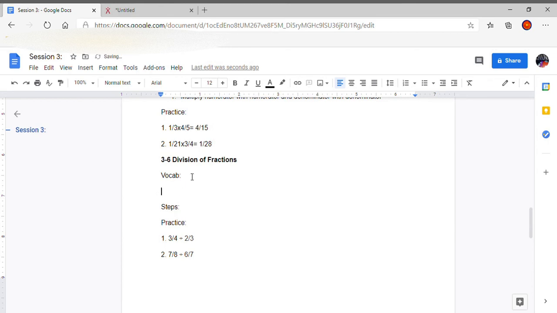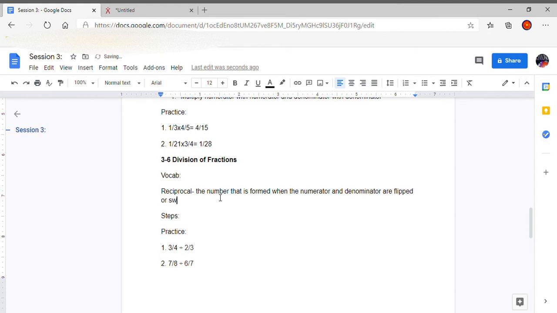So some vocab would be reciprocal, if you don't know what that is. Reciprocal. This is only for division. So reciprocal is the number that is formed when the numerator and denominator are flipped, or you can say switched.